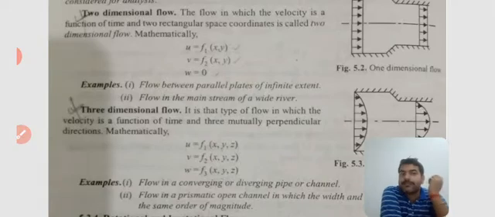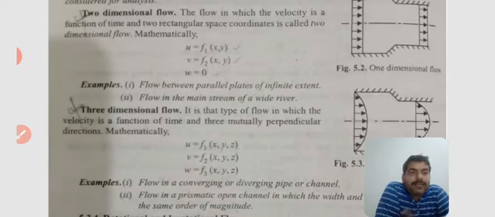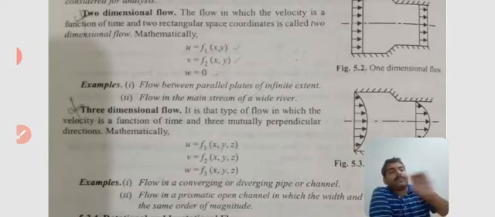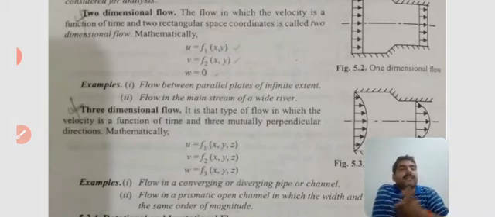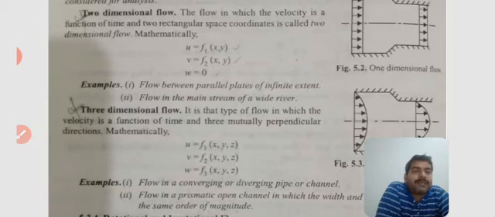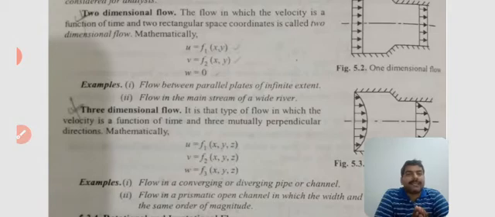Now the next one is two dimensional flow. In the picture, the above figure 5.2 is the one dimensional flow. The fluid flows in the direction of the x-axis only. You see in the picture one larger pipe connected to one shorter pipe, and the flow is in one direction, not two dimensional.